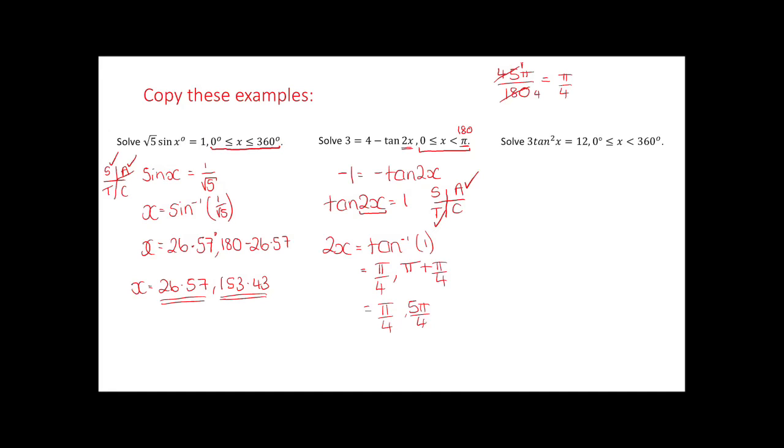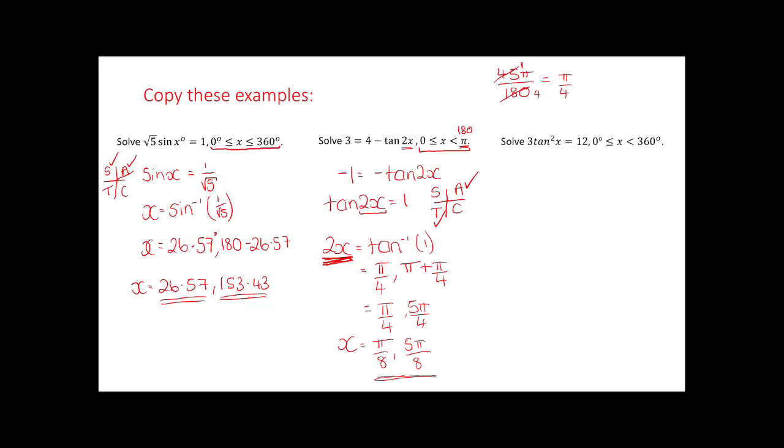Right, remember at this point we have 2x. So to find x, we are going to have to divide our answers by 2. So we'll get pi over 8 and 5 pi over 8. And that's our final answers. Now, as I've said, that 2x, there is something more that you have to do to be able to work with that. However, because the restriction on this is pi, this would be your final answers, whether you've done that extra something or not. But we will come on to that in a later lesson.